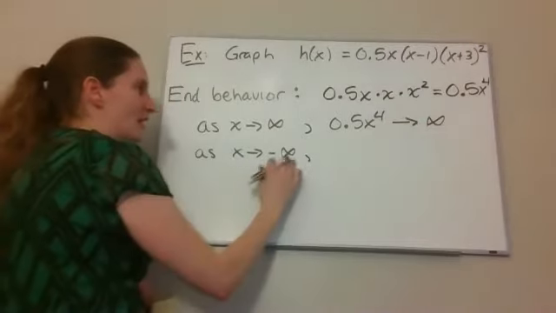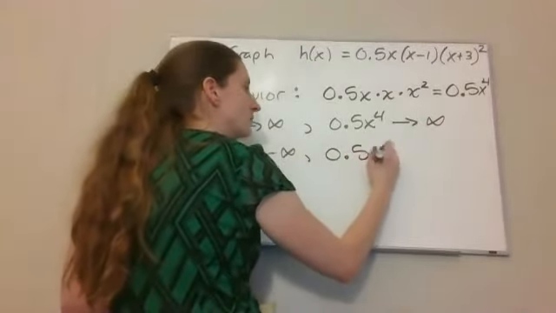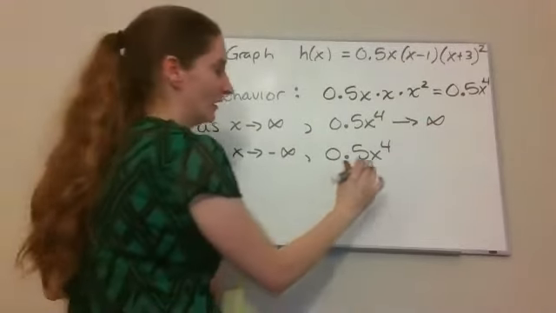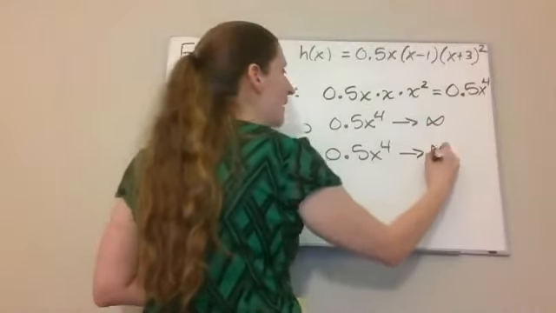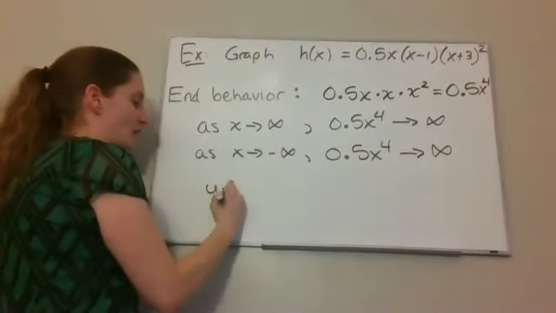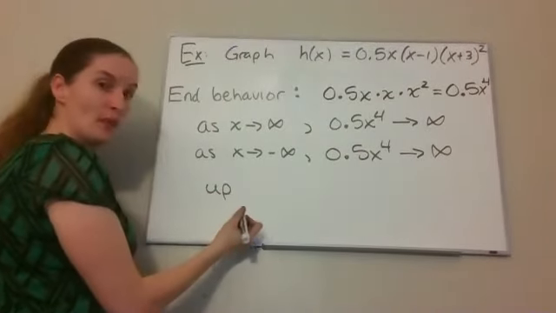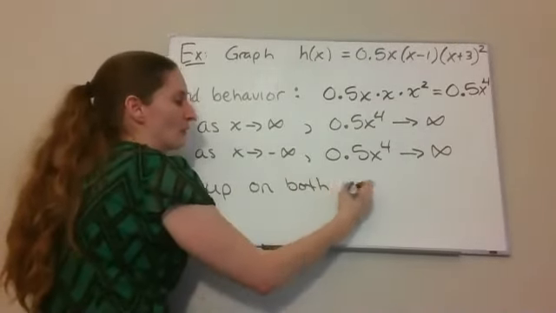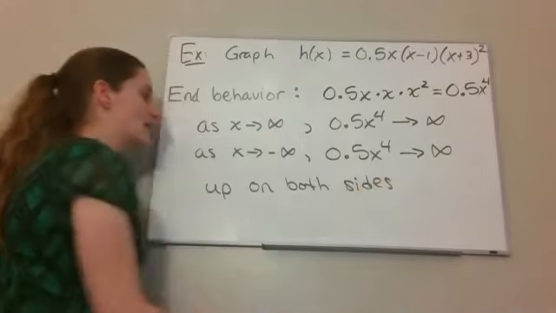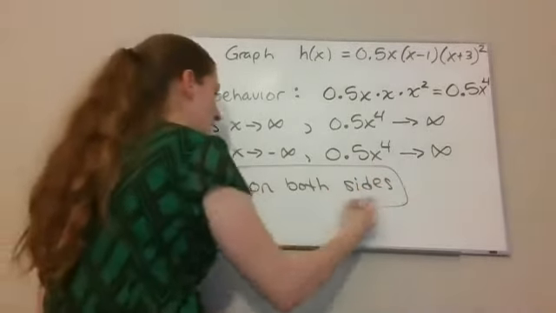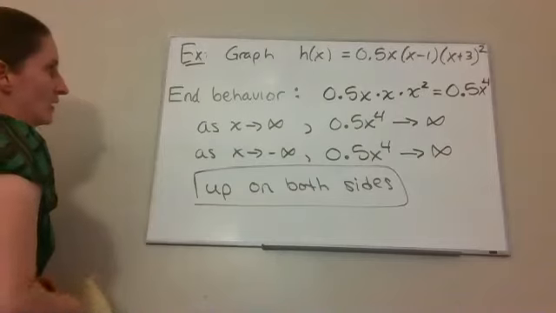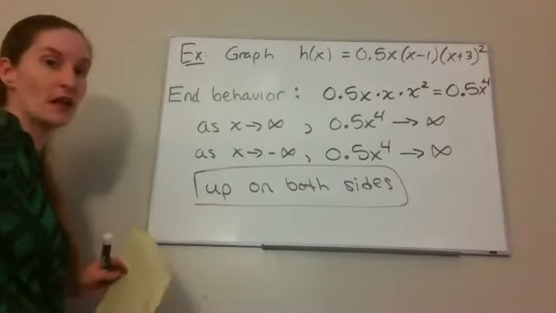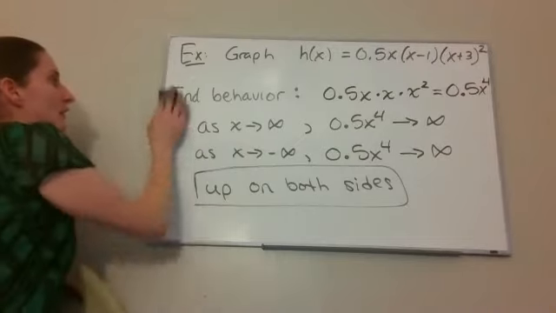Similarly, when I plug in a negative huge number, a negative to the fourth power makes it positive, and times another positive stays positive. So the end behavior is I'm going up because I got positive infinity, and it's going up on both sides. It goes up on the left and up on the right. All right, so that is the end behavior. Now let's find our y-intercept and our zeros with multiplicities.